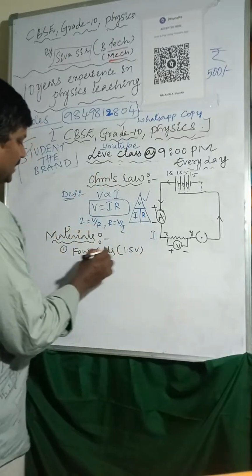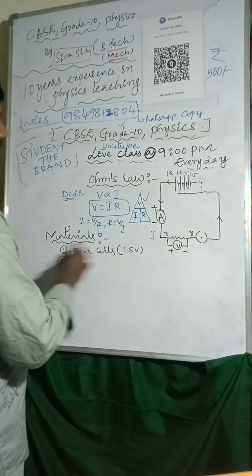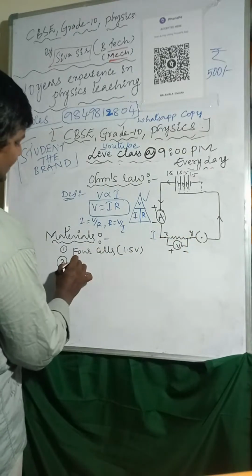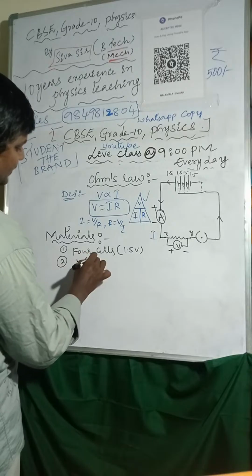Okay. Then 4 cells, 1.5 volts each. And next one, resistor. The resistor is a nichrome wire.